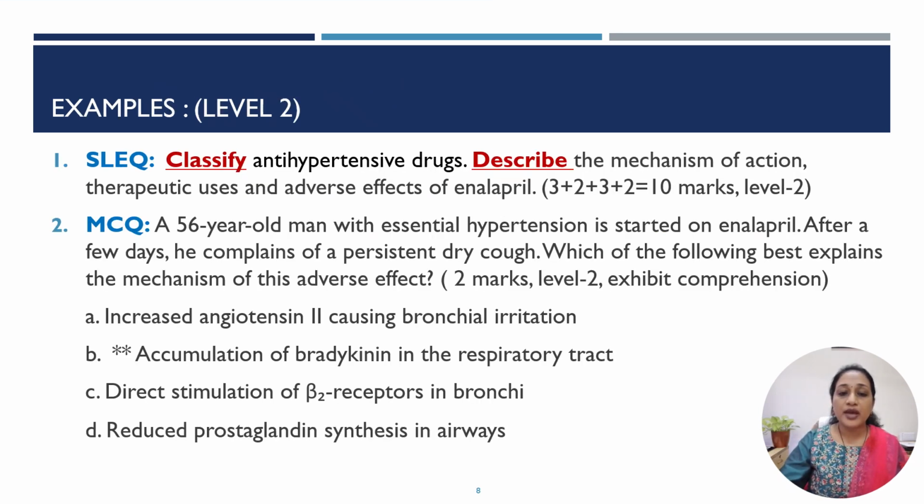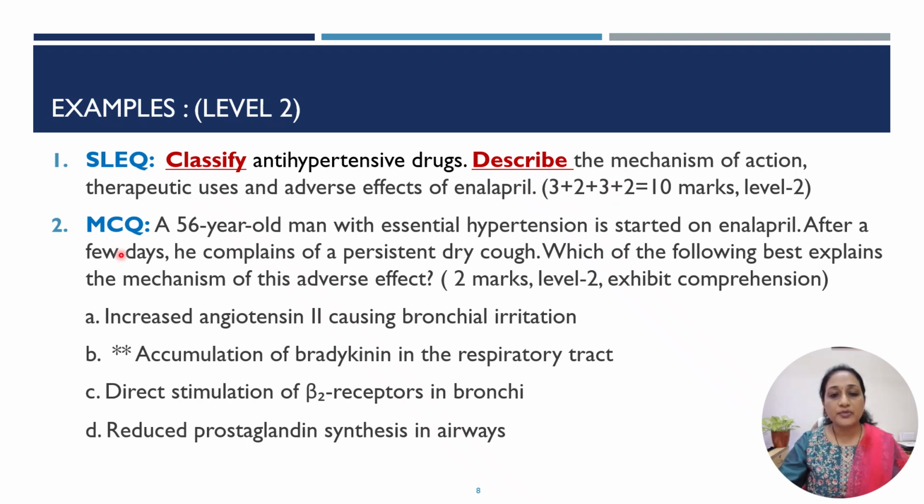An SLEQ wherein the question reads like: classify antihypertensive drugs, describe the mechanism of action, uses and adverse effects of enalapril. Now, this is a structured long essay question with various components given here, and you can see the marks distribution and the verbs used which indicate level 2. This is not just the recall of facts, but also about description and classification.